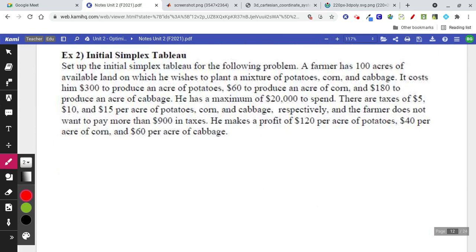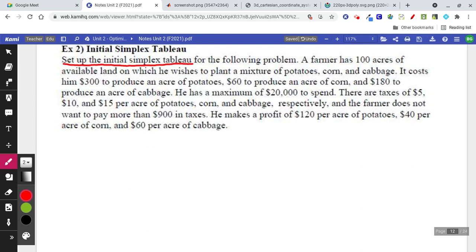Example 2. Set up the initial simplex tableau. So at this point, we don't even want to maximize. We just want to set up the problem. So this would be a good review of the last lesson when we had to do a bunch of story problems and stuff.